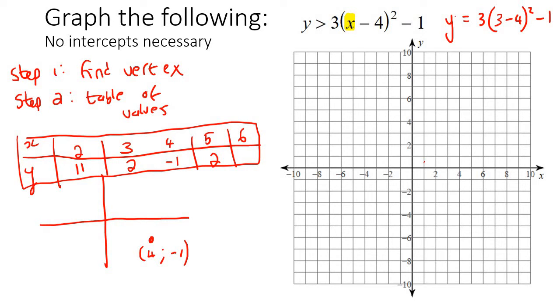Then if you go 2 places to the left and 2 places to the right, then their Y values are also the same. So we can just put 11. Now we just go draw.